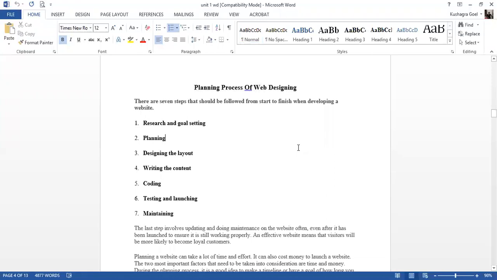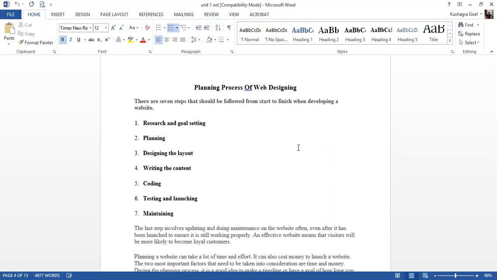There are 7 steps that should be followed from start to finish when developing a website. First is research and goal setting. Second is planning. Third is designing the layout. Fourth is writing the content. Fifth is coding. Sixth is testing and launching. And last is maintenance. So first, have some idea of all 7 topics.